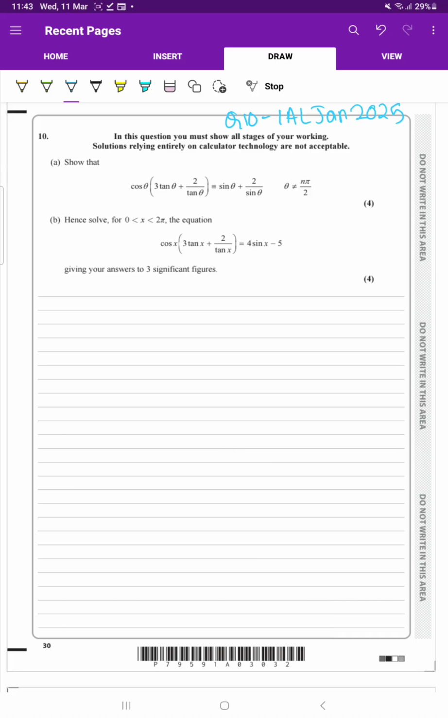Show that cos theta times (3 tan theta + 2 / tan theta) is equal to sin theta + 2 / sin theta. So you have to manipulate this LHS into the RHS. You have to make sure that LHS is equal to RHS, and we have to prove it.